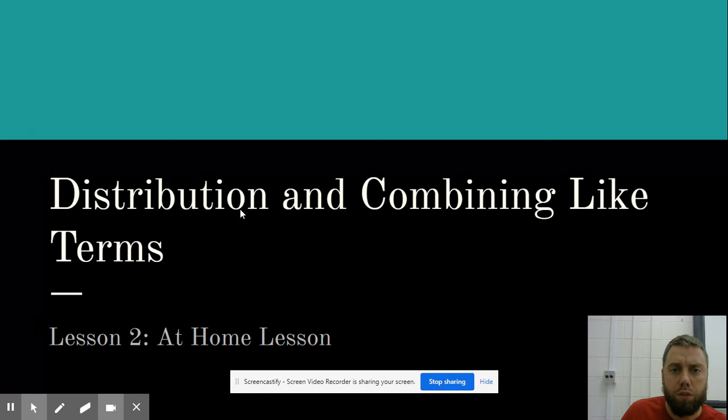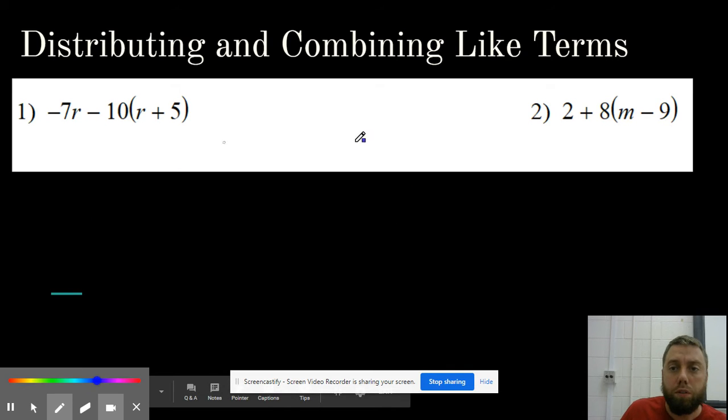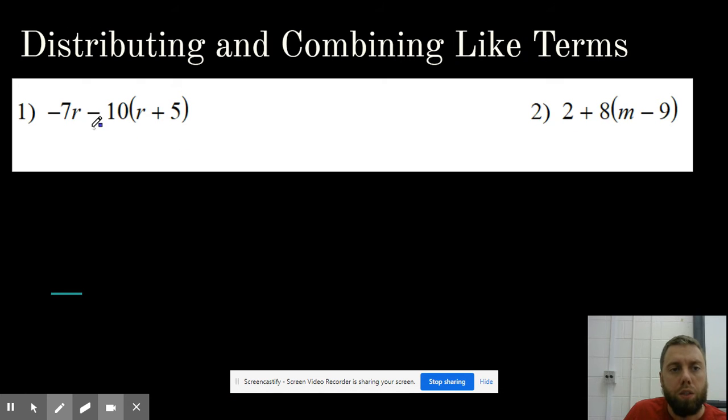Okay, so we're going to talk about distributing and combining like terms as our review. Now, we've seen problems like this before. We'll go over a couple of examples, make sure we remember. So looking at this first problem, we should always distribute before we combine like terms. So we're going to distribute this negative 10. Notice I'm not distributing a 10, I'm distributing a negative 10.